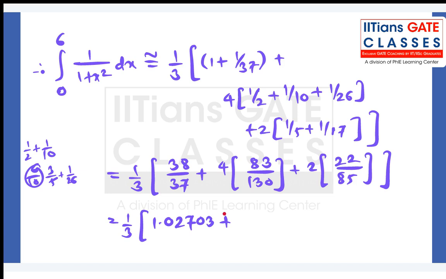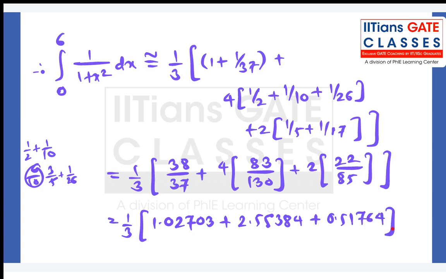Plus 4 into 83 divided by 130 we have to do, that is 2.55384. And then 44 by 85, that is 0.51764.